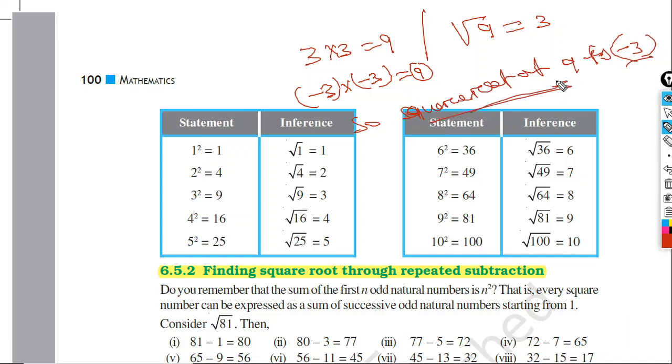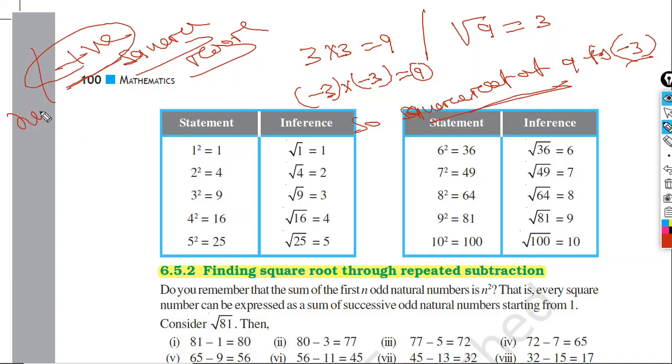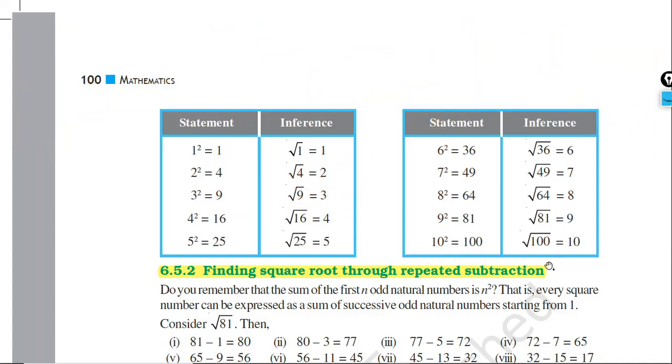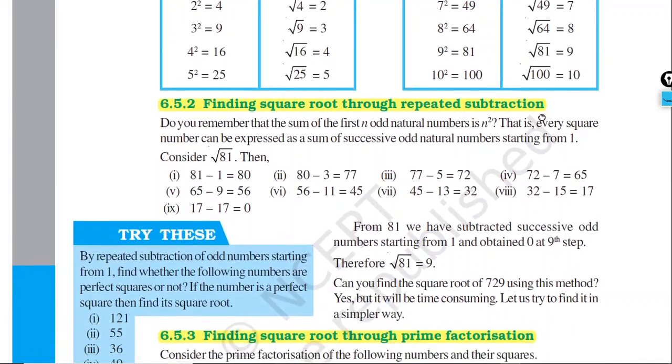But here in this chapter we are going to discuss positive square root. So square root may be positive or negative. Here we are going to discuss only positive square root. Therefore we can say positive square root of 9 equal to 3. The negative square root will be minus 3, but we are going to consider only positive square roots. So now we will move to see how to find square root.